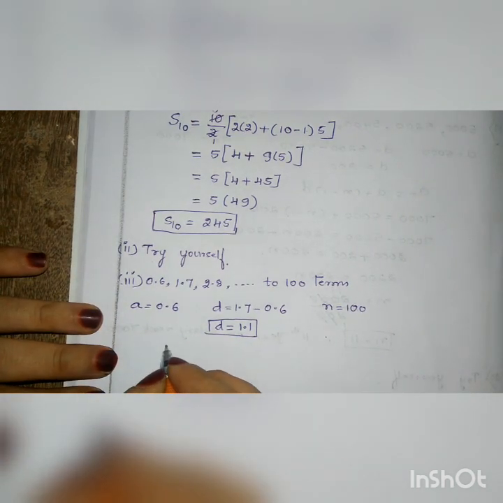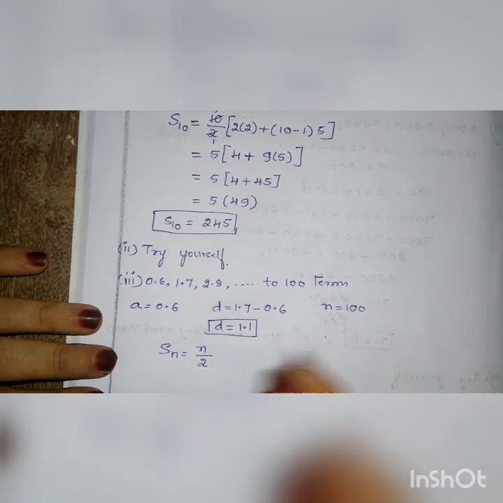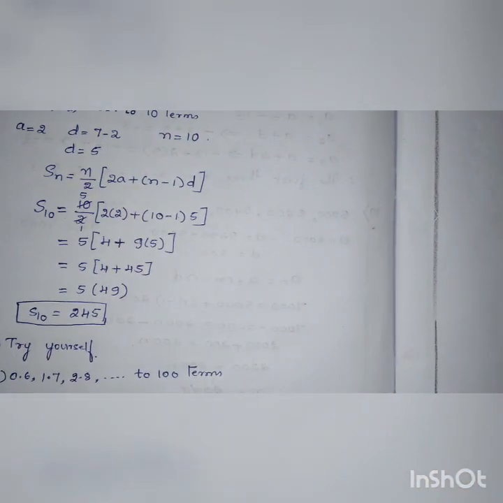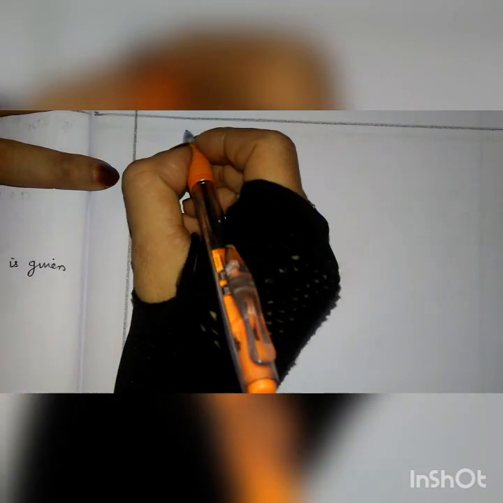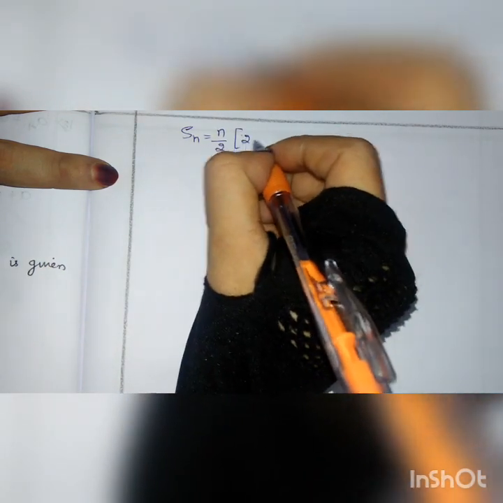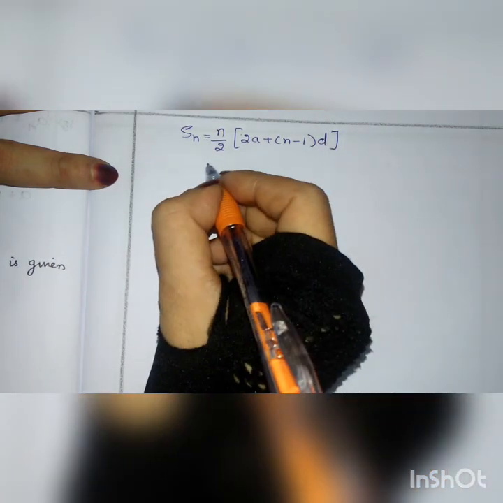So Sn is equal to n by 2. Okay, let me do it on that page only. 2a plus, I'll do it on the next page. Sn is equal to n by 2, 2a plus (n minus 1)d. So let us go on substituting.